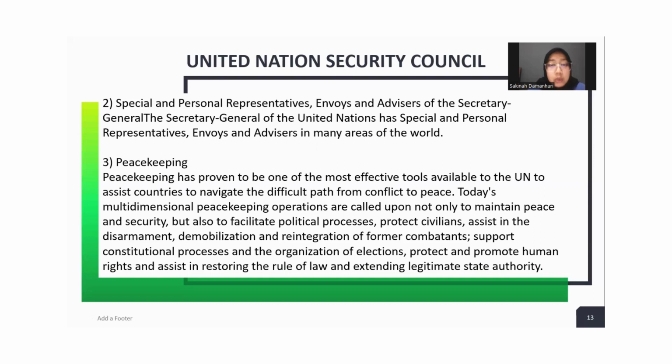Peacekeeping has proven to be one of the effective tools available to the UN to assist countries to navigate the difficult path from conflict to peace. Through these multi-dimensional peacekeeping operations, they are called upon not only to maintain peace and security, but also to facilitate political processes, protect civilians, assist in disarmament, demobilization, and reintegration of former combatants, support constitutional processes and the organization of elections, protect and promote human rights, and assist in restoring the rule of law and extending legitimate state authority.